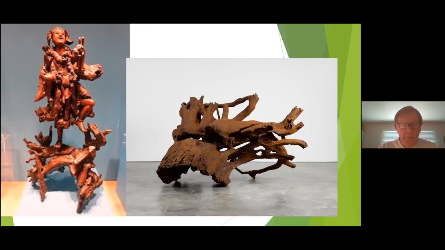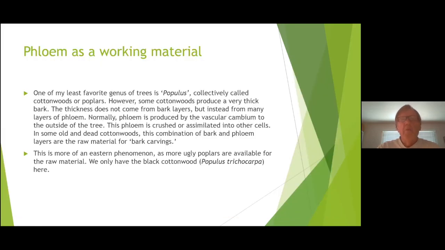So phloem, which is not wood, and the vascular cambium, remember, goes to the inside with xylem and goes to the outside with phloem. And phloem is usually crushed between the bark and the vascular cambium, or it's dissolved and gets reassimilated into the cells.